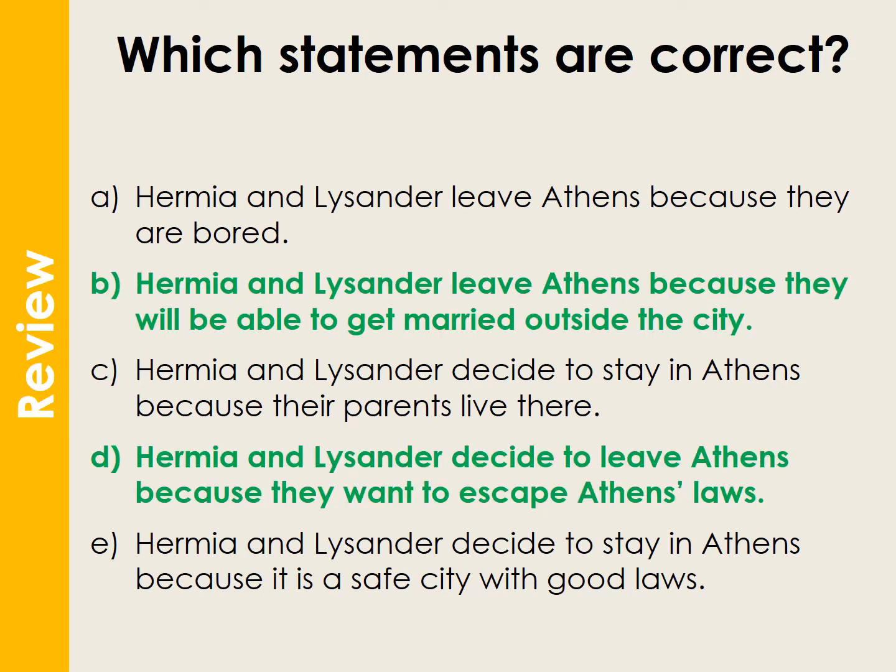In terms of answers, you should have B and D as your correct ones. A is not correct because obviously they're not leaving just because they're bored. C is not correct because they don't decide to stay, they decide to run away. E is not correct because again, they don't stay, they decide to run away. However, B is right because they do leave because they want to be married and they want to stay together. And D is correct because they do decide to leave, and it's a lot to do with the fact the Athenian law is forcing Hermia to marry Demetrius rather than Lysander.